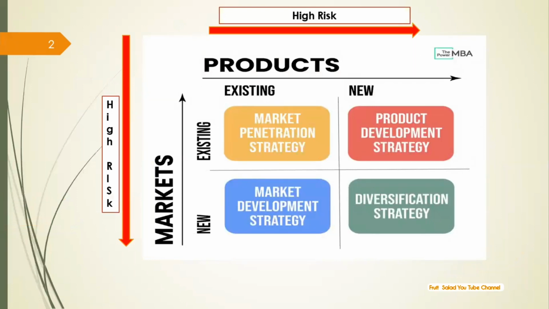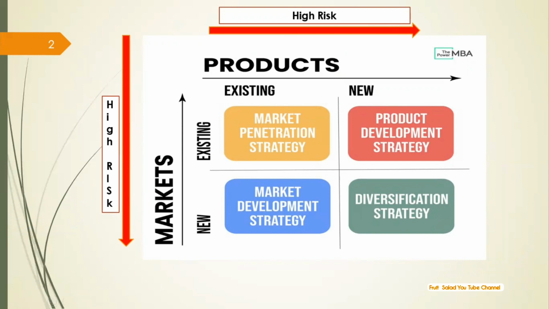So this is the Ansoff Matrix, children. There are basically four main growth strategies: market penetration, product development, market development, and diversification. These are in terms of products and markets. So products on the x-axis, markets on the y-axis. If we move downward over the y-axis, it creates high risk, as you can see. And if we move forward over the x-axis, then also it creates high risk.